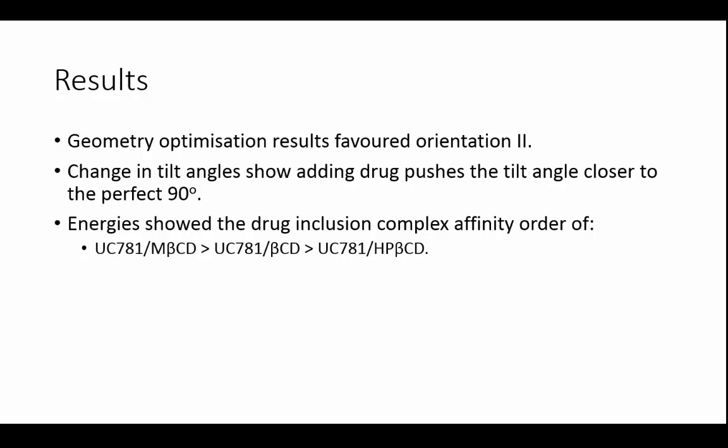The energies showed the drug inclusion complexes had an affinity order: the drug with the M-beta cyclodextrin had the highest affinity, the drug with the beta cyclodextrin then had the second highest, and the drug with the HP beta cyclodextrin had the lowest affinity of the three. This is known because there was a greater energy change seen for the M-beta cyclodextrin.